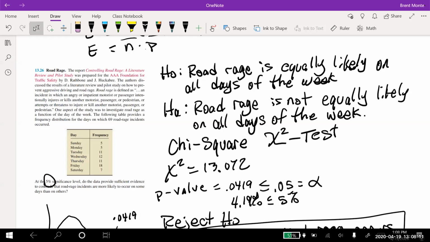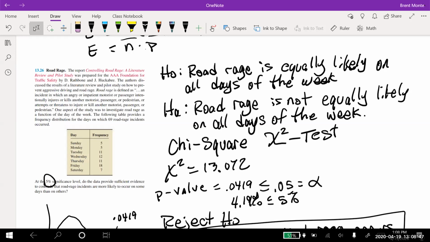Notice we had a low of 5 a couple times. At the 5% significance level, do the data provide sufficient evidence to conclude that road rage incidents are more likely to occur on some days than others? So we see from our sample data that we didn't have the same frequency on all the days. But again, the question as always is, could that just be due to sampling error? Or is it because, in fact, road rage happens more often on some days than others?